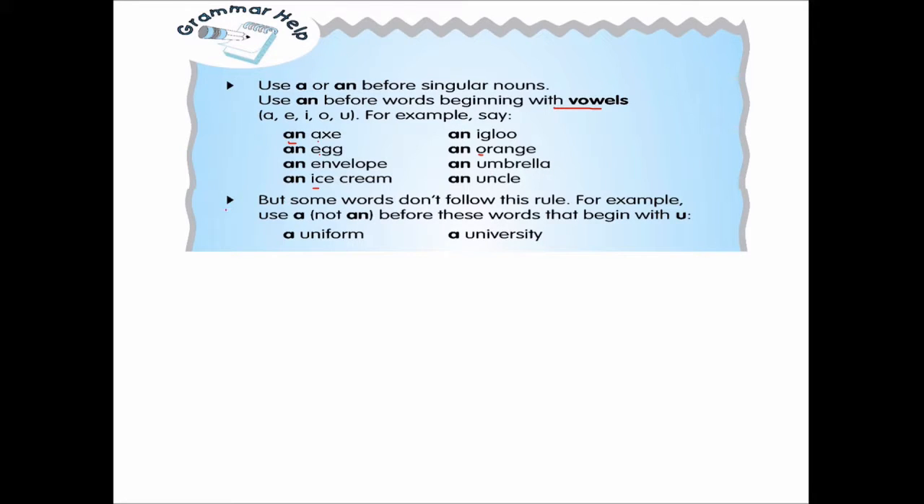This is very important. For example, use a, not an, before these words, like a uniform, a university. An uniform is not correct, because the word begins with U, so you have to be very cautious when you are using U. The word which starts with U, like a university, is a university. This is good. No an.